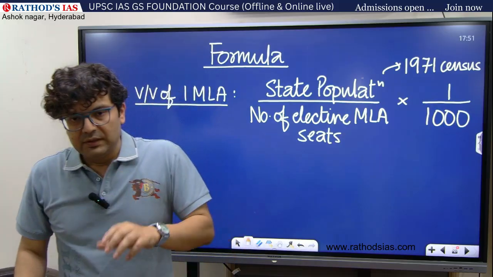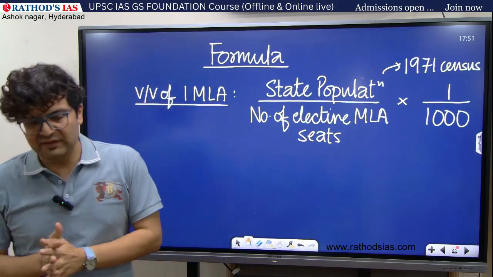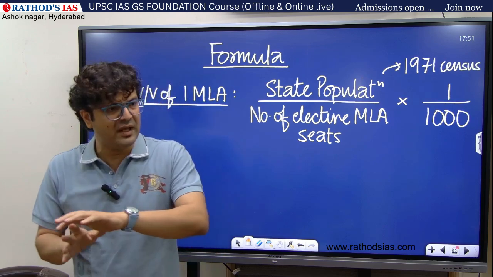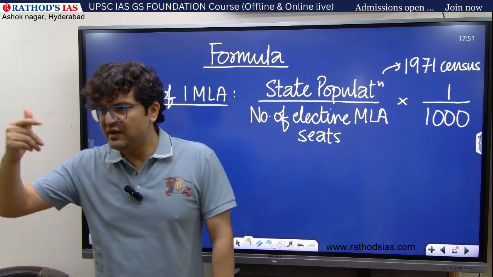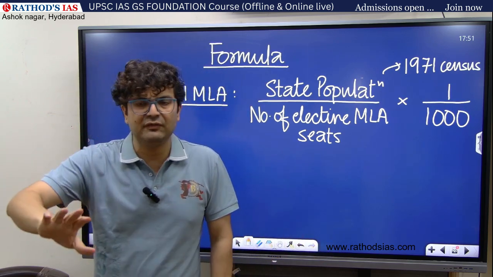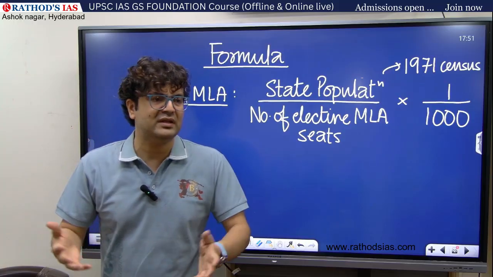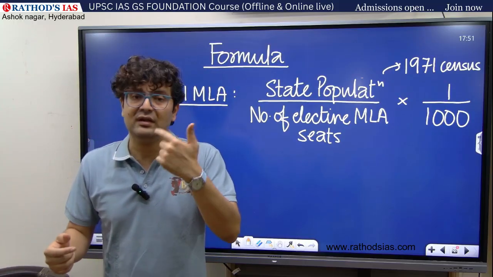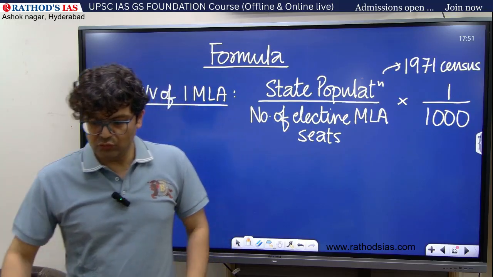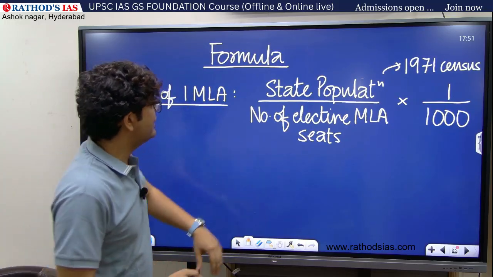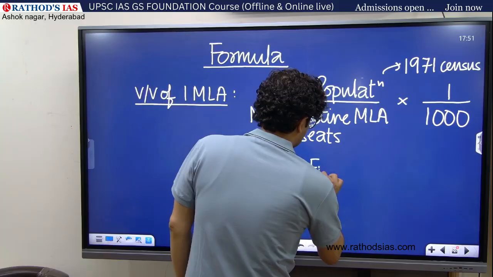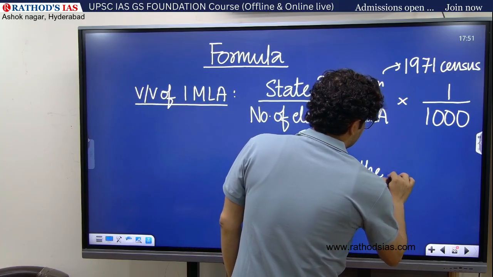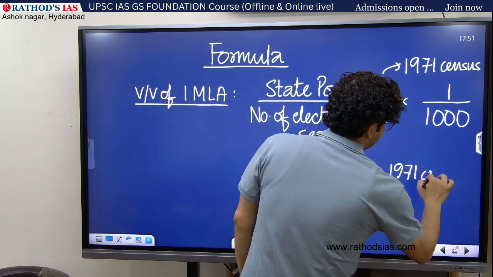So the problem was, in 1976, the government said, let's do one thing. Right now, southern states have tried to stabilize their population. Maybe in 25 years, northern states will also tell their people not to have so many kids. So their population will also stabilize. Then we can use the next census. So just below this, you can write now a small subheading: fixing the 1971 census.